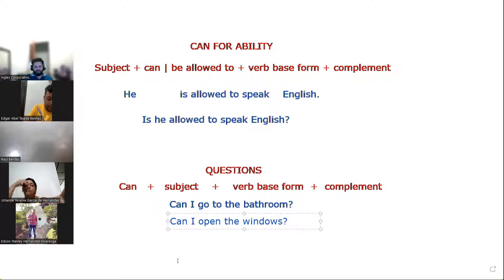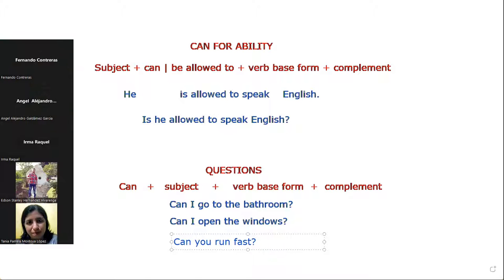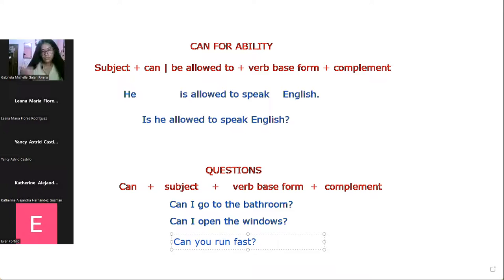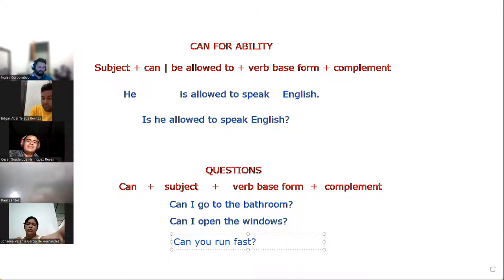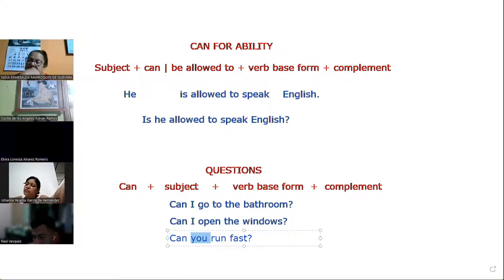Very good. All right. Can I say, guys, can you run fast? Can I say that? No. No? Yes, I can say, can you run fast, right? Yes, I can say that. I can say, can you run fast? All right. But is this ability or is this permission? It's ability, right? It's ability. Very good.